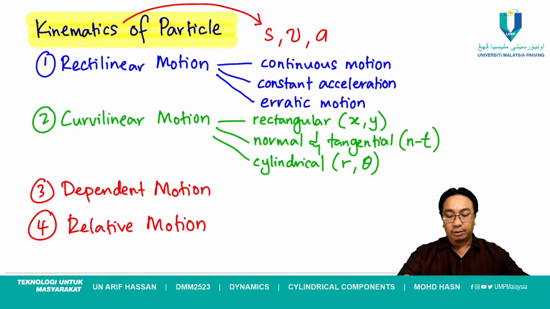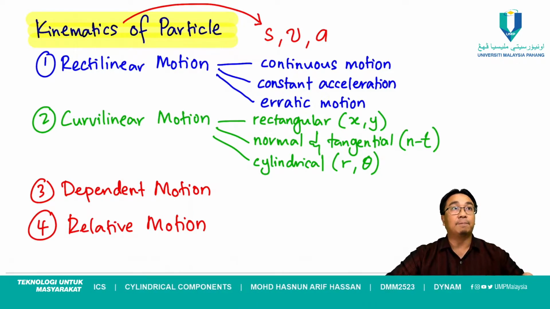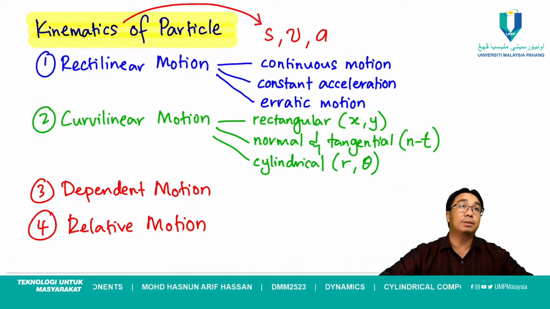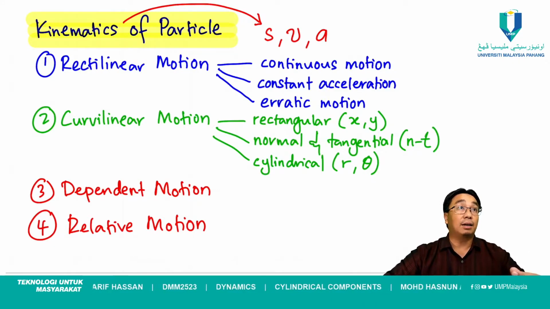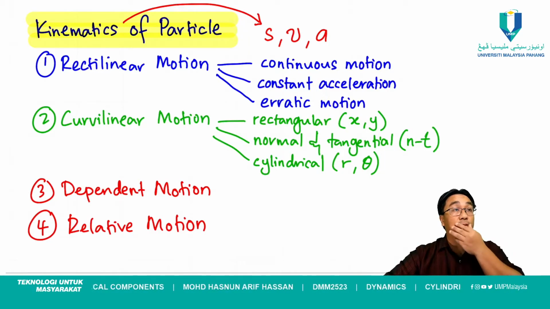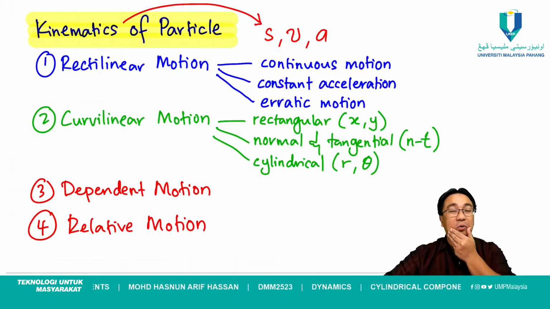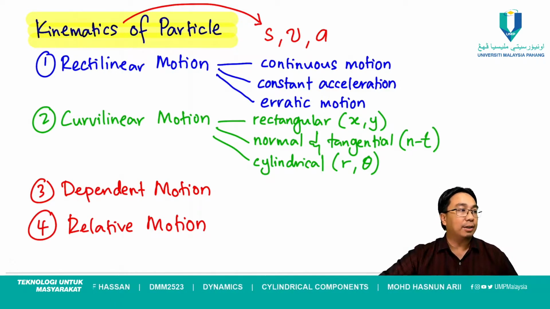Do you have any questions so far on what we have learned in dynamics? Any questions? I have explained that we have covered 6 subtopics. In rectilinear motion there are 3 subtopics that we have covered, and in curvilinear motion there are also 3 subtopics. If you don't have any questions, I will continue with topic number 3, which we are going to discuss today, that is the dependent motion. Any questions?